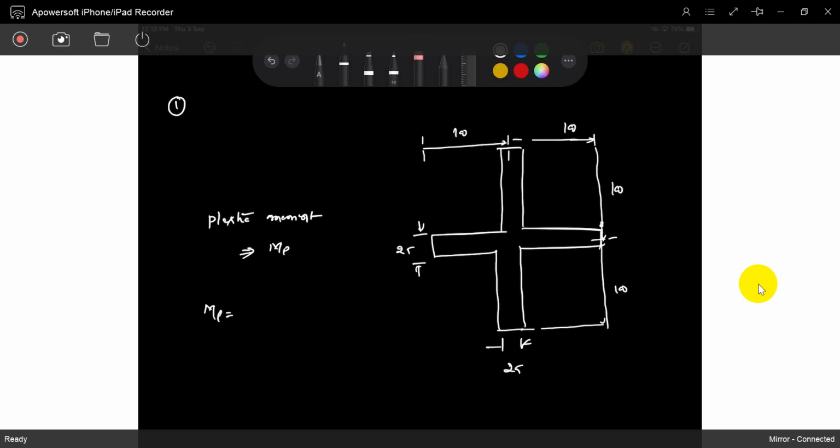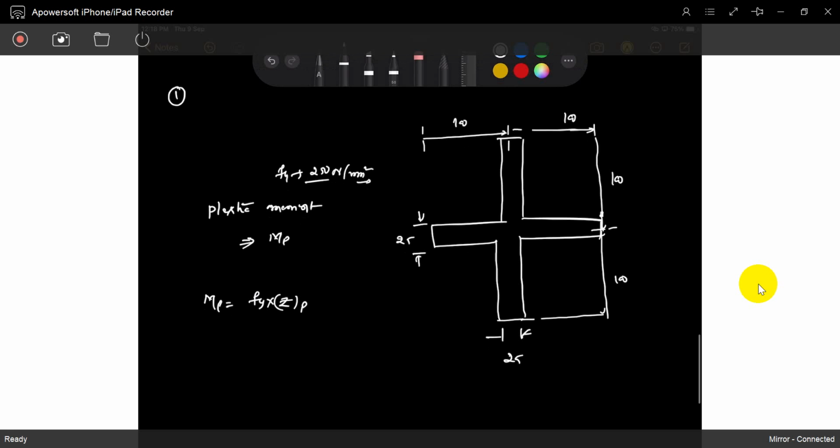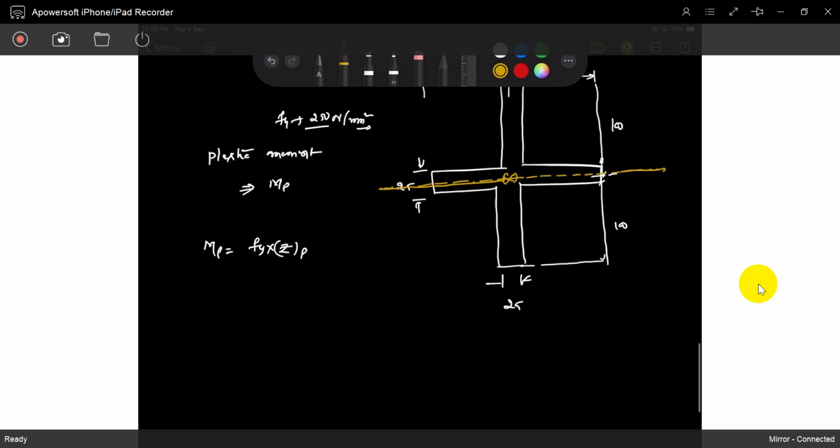Plastic moment is what? Fy into Zp. So Fy given is 250. So find out the nodal axis. The plastic nodal axis divides the area into half. So if you see, it is a symmetrical section. In a symmetrical section, the CG and the plastic nodal axis are equal, because exactly this axis is the CG. This point is the CG. This is the point of CG, and this axis also exactly divides the area into half. So both are equal. No need to find out the CG.